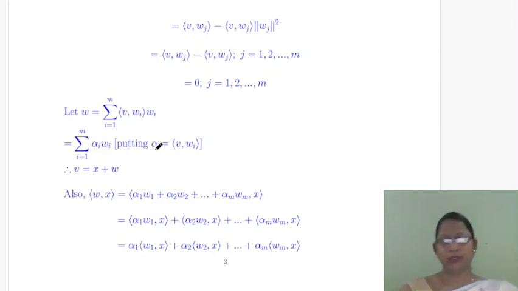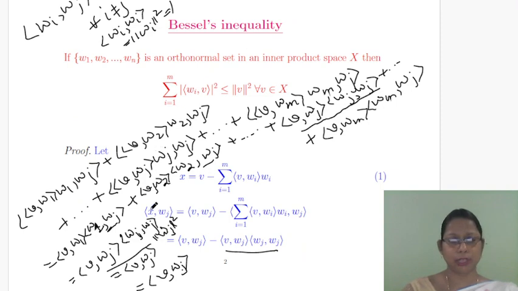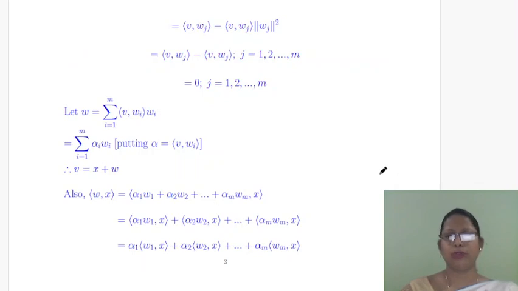That means x is orthogonal to all the Wj's. The inner product of x, Wj is 0 for all j ranging from 1 to m. That means x is orthogonal to Wj.